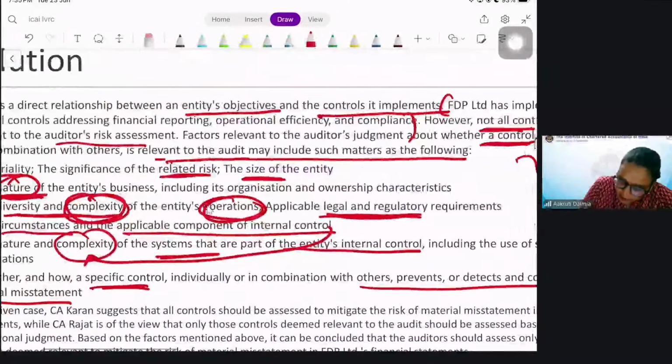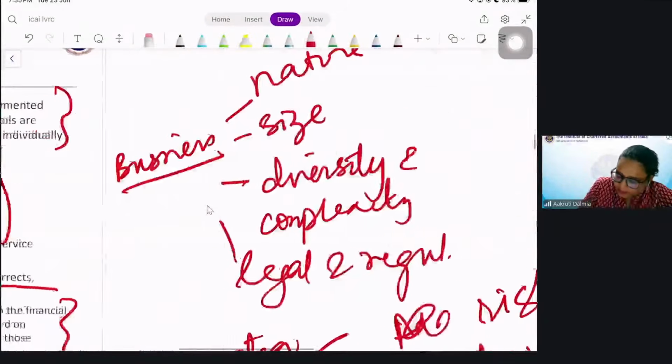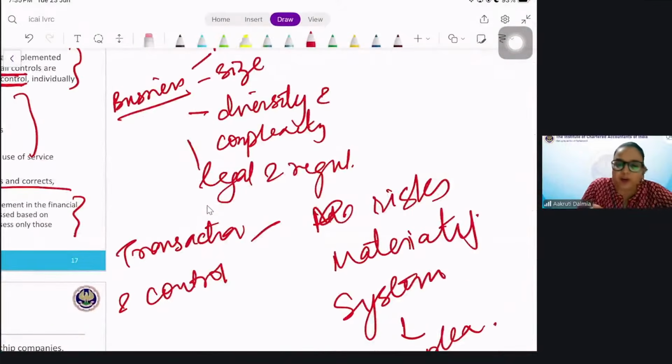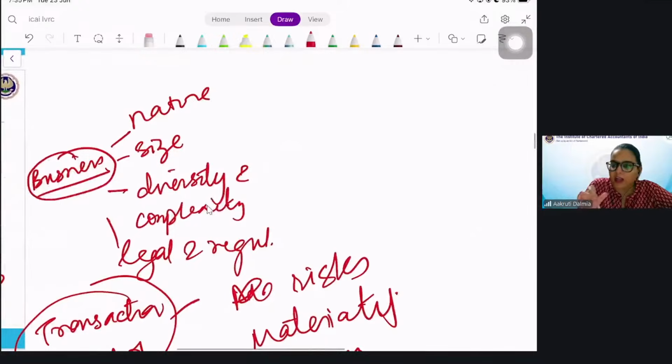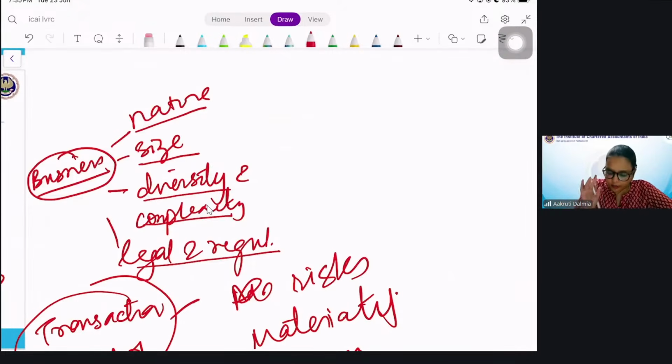How do I decide which factors are relevant? We have to divide them into two types. We have to decide whether an internal control is relevant to me as an auditor on two main things. It depends on the business and it depends on the transactions and control. Business factors: what is the nature of your business, what is the size, what kind of diverse and complex transactions you do, what are the different legal and regulatory requirements.